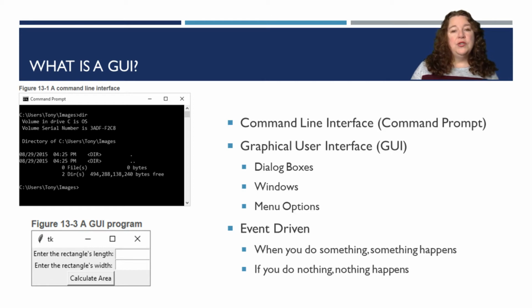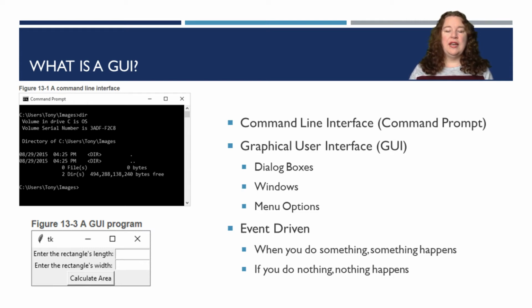So a graphical user interface looks kind of like the picture on the bottom here. It's got dialog boxes, it's got windows, it's got menu options. Lots of these things can come along with your windowing or graphical user interface. The big thing about a graphical user interface, or a GUI, is that it is generally event-driven. When we say event-driven, nothing happens on the window until you do something. The act of you doing something causes the window to react and it will do something every time you do something.